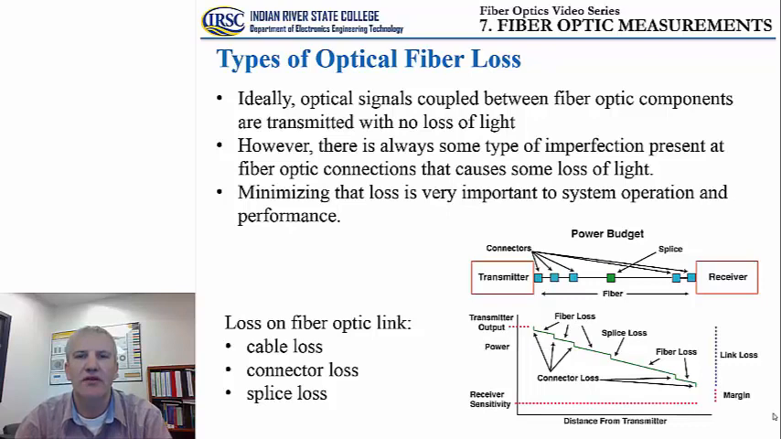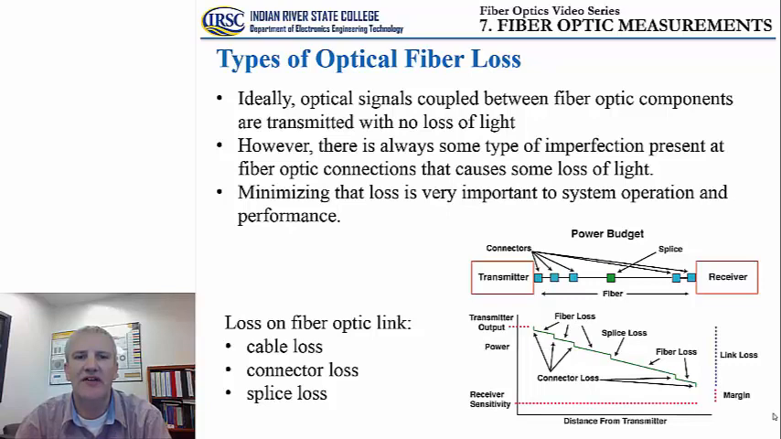However, in a real case scenario, there's always a certain amount of loss. In other words, the signal that we are sending from the transmitting side is going to be attenuated as it is being propagated along an optical fiber. So it's very important to minimize the loss in a system so that we have optimum performance. And that's exactly why we are focusing on types of losses that are present in fiber optic links.